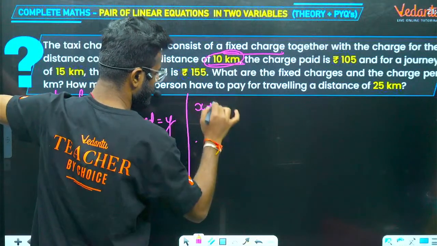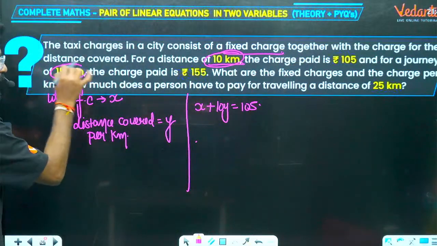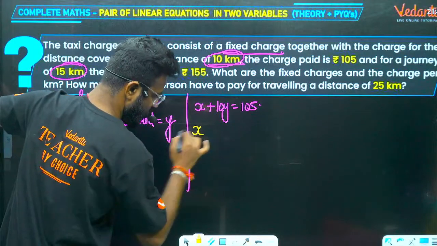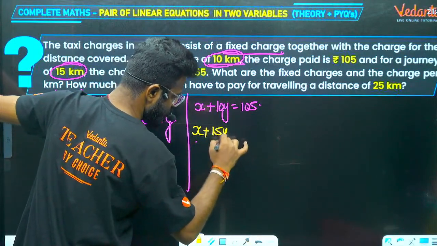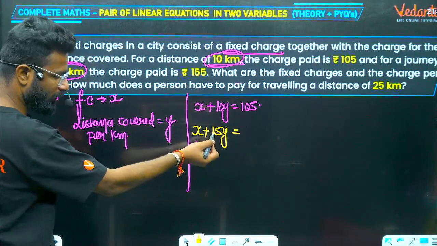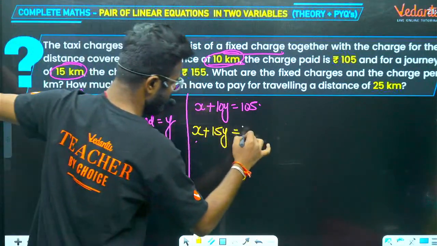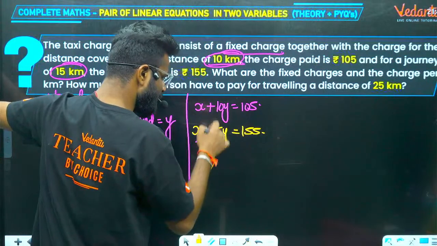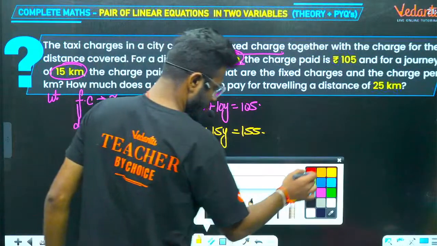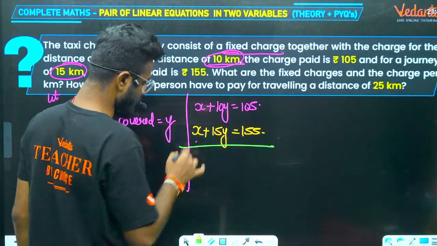So here x plus 10y equals 105, and for a journey of 15 km you have the fixed charge as well as the charge per kilometer. So the charge per kilometer is y. For the journey of 15 km you must pay 15y, and the total cost is 155. From these two equations, you can simply get the values of x and y. We are solving these two equations by using the elimination method.